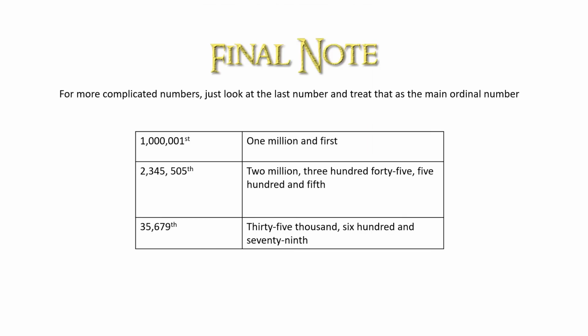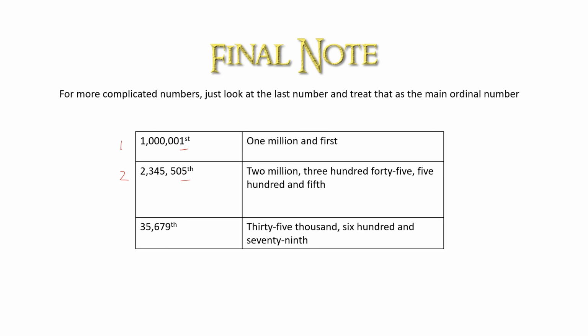A final note on ordinal numbers. For more complicated numbers, all you have to do is look at the last number and treat that as the main ordinal number. For example, in the first number, it ends as a 1. So that would be first. And all you have to say is 1,000,000 and first. For the second number, it ends as a 5. And you know you have to add a th at the end, and that's fifth.